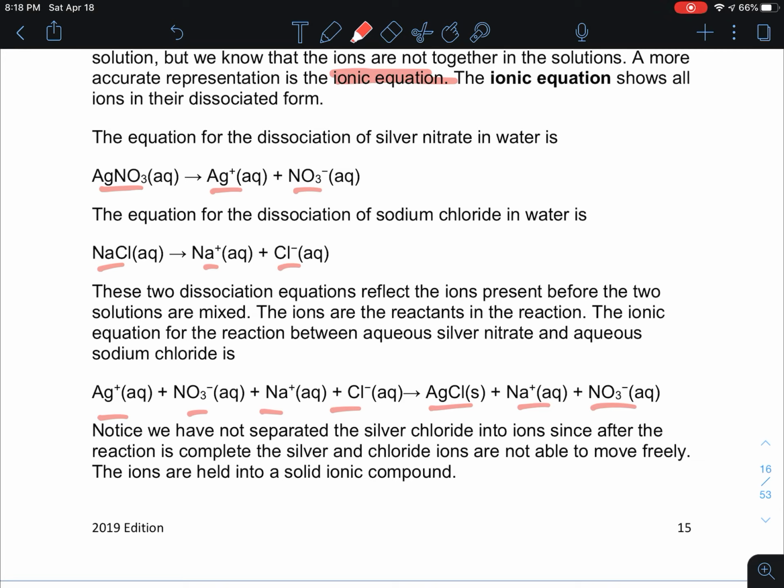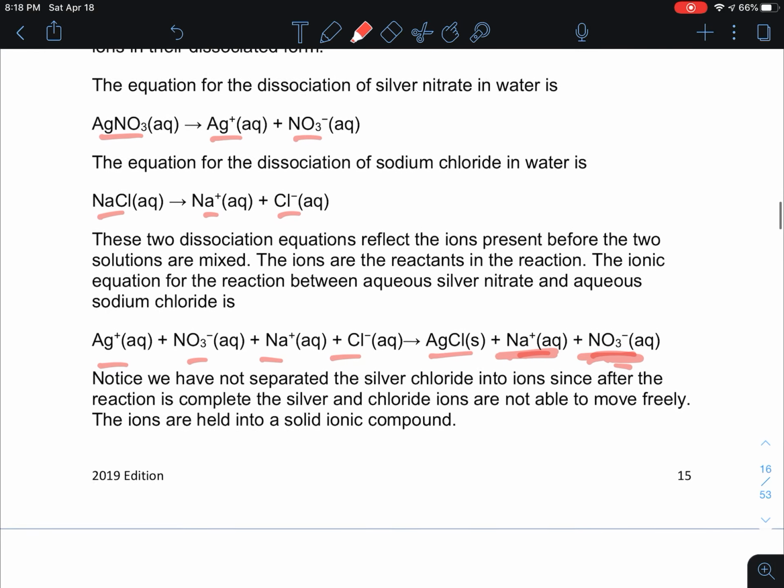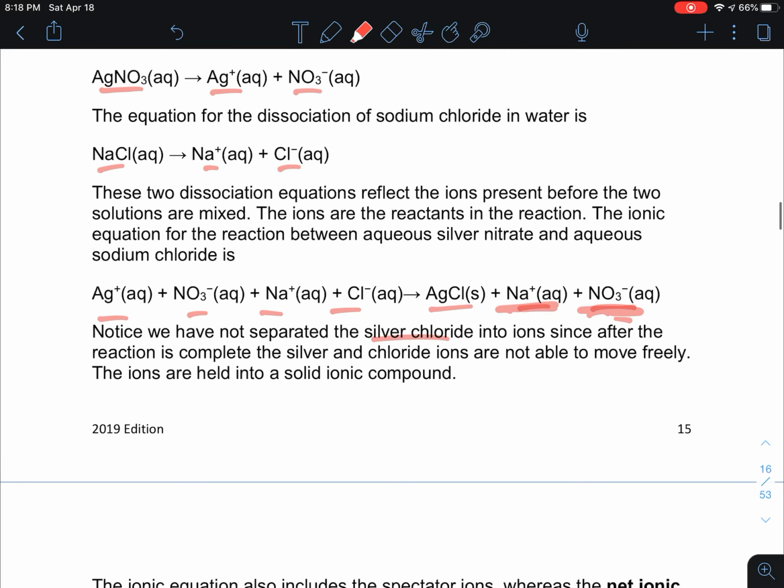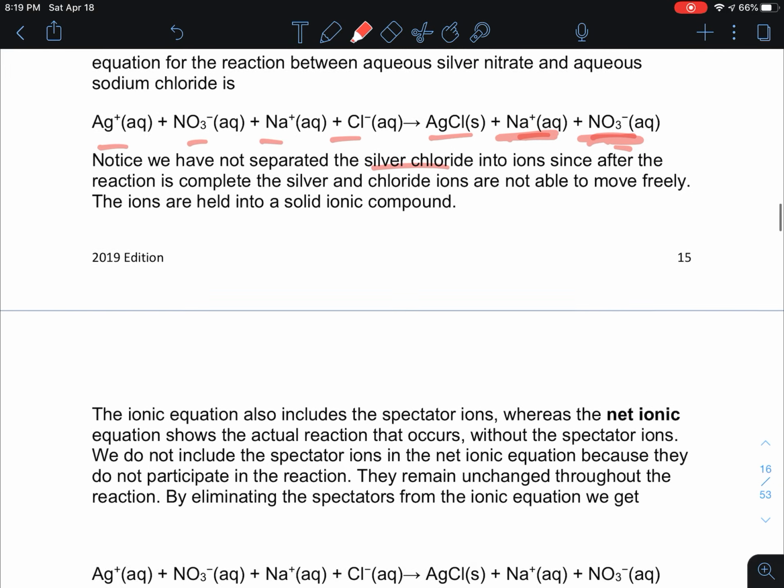This is something we didn't do last time. Last time we were just playing around with this, sort of using it as a tool to find our alternate double replacement formulas. But now in a true ionic equation, we want to leave the aqueous ions separate from each other. Notice we have not separated the silver chloride, because after the reaction is complete, the silver and chloride ions are not free to move. They are now held in a solid ionic compound called silver chloride.